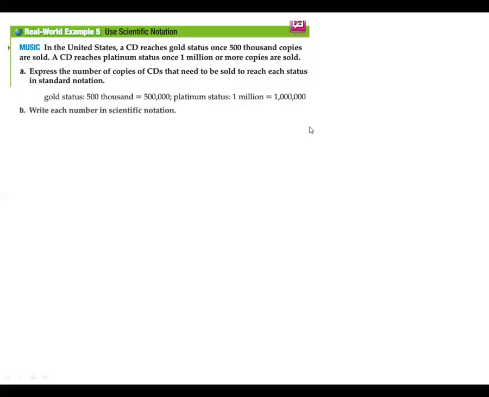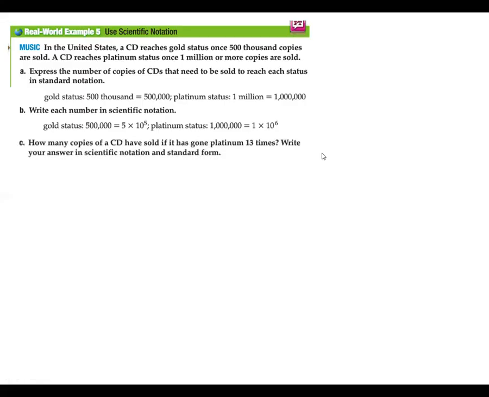Now I want to write each number in scientific notation. So to get the decimal point to be one place behind the 5, I would have to move the decimal 5 places over. So it'd be 5 times 10 to the 5th. And 1 million, I have to move it over 6 places. So it's 1 times 10 to the 6th.